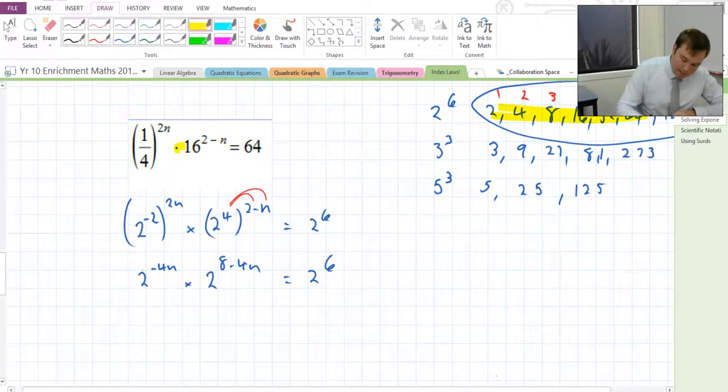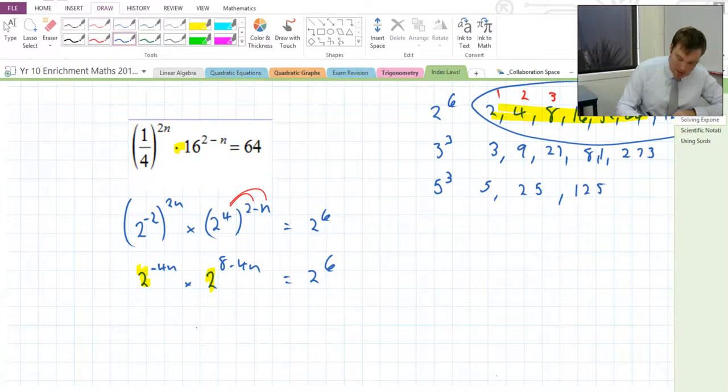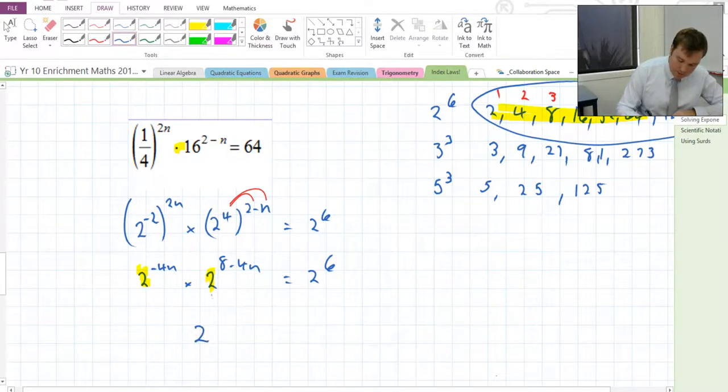Now, when you've got the same bases here, you add the powers. So we're going to add the powers and write that as a single power, a single exponent. 2 to the power of 8 minus 4n take 4n is minus 8n, so it'll be 2 to the 8 minus 8n equals 2 to the 6.